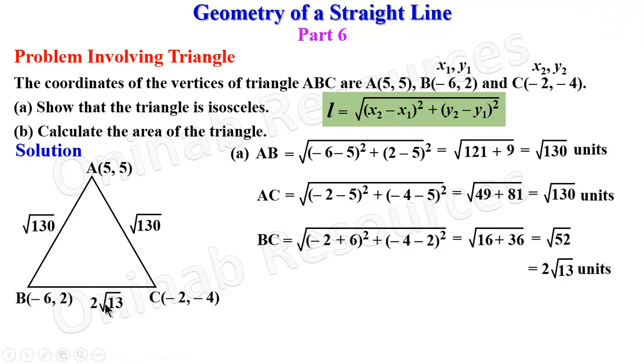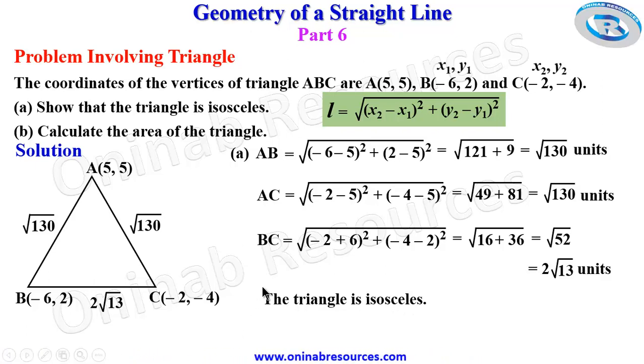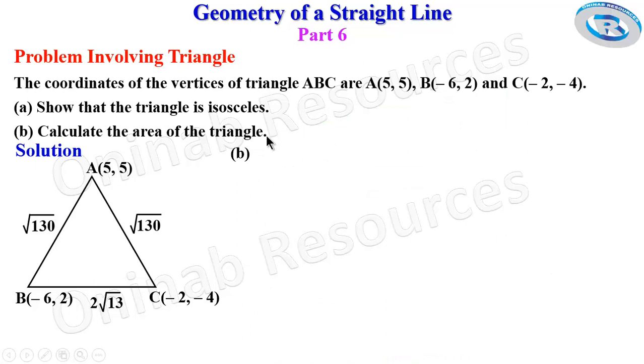So we've gotten the three sides of the triangle, and we discover that AB is equal to AC. So we conclude the triangle is isosceles. And that's all for the solution of A. We then go to B. For B, we are to calculate the area of the triangle.